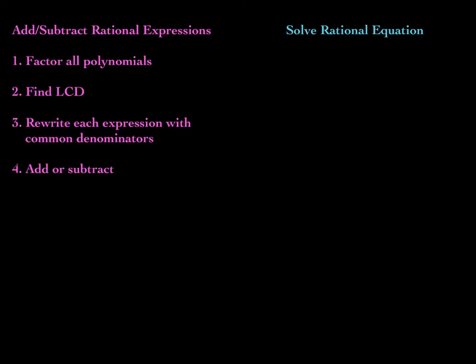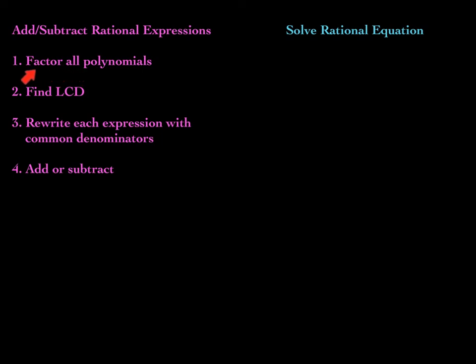Here are the steps for adding or subtracting rational expressions. First, factor all polynomials, but the ones that are most important are factoring the denominators, but I just put factor all polynomials. Most of the problems have you factoring the denominators. A lot of times the numerators are prime or already factored, so it's really factoring the denominators, but I just put factor all polynomials just to be safe. So the first thing you want to do: factor, factor, factor.